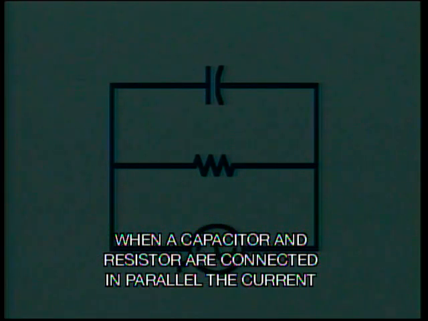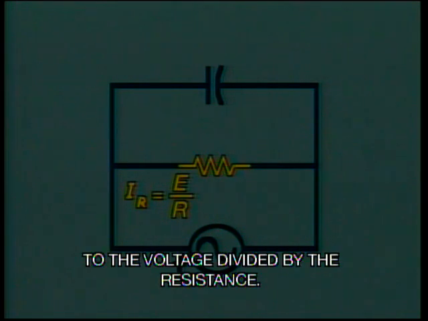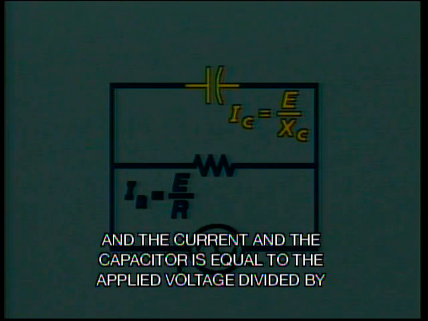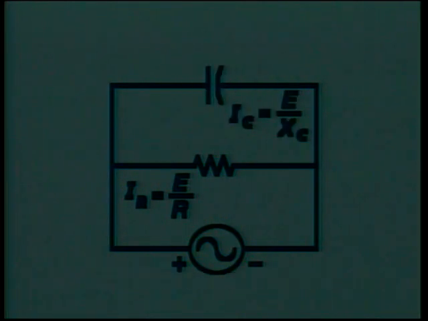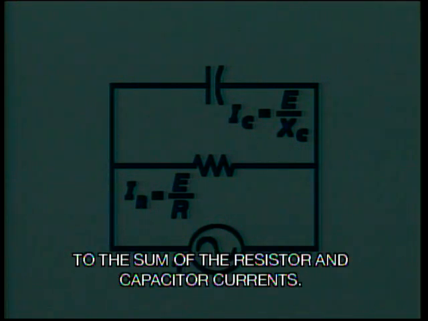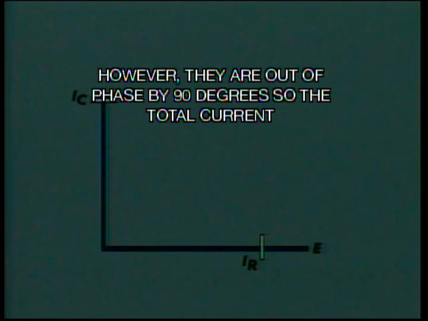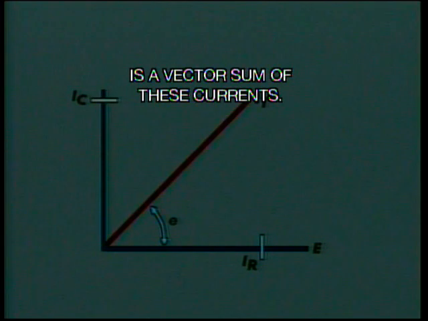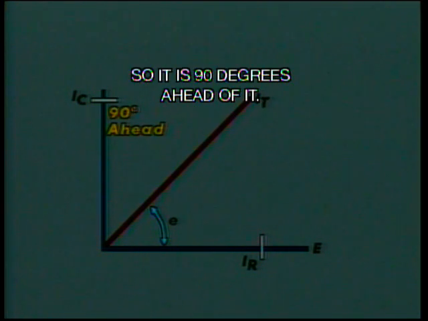When a capacitor and resistor are connected in parallel, the current flowing through the resistor is equal to the voltage divided by the resistance, and the current in the capacitor is equal to the applied voltage divided by the capacitive reactance. The total current from the AC source should be equal to the sum of the resistor and capacitor currents. However, they are out of phase by 90 degrees, so the total current is a vector sum of these currents. Note that the capacitor current leads the applied voltage, so it is 90 degrees ahead of it.